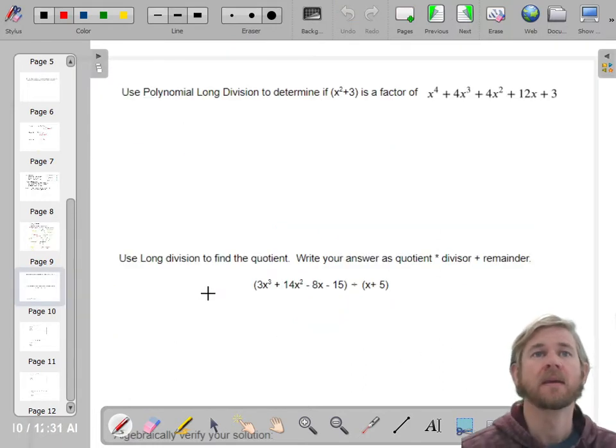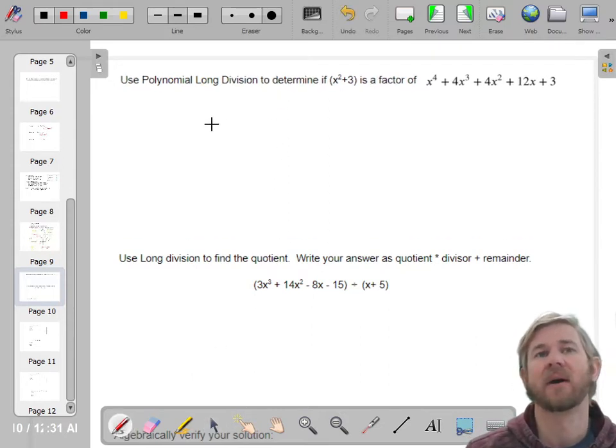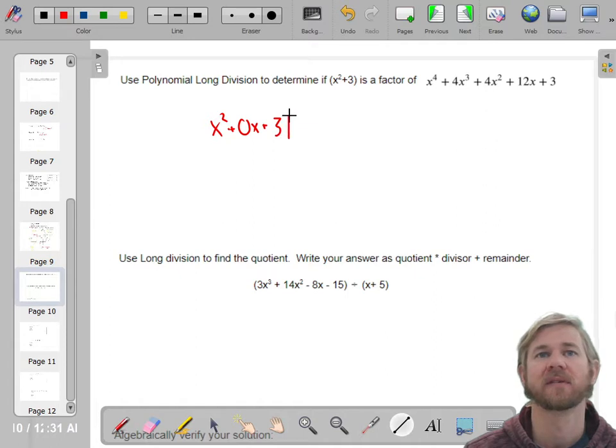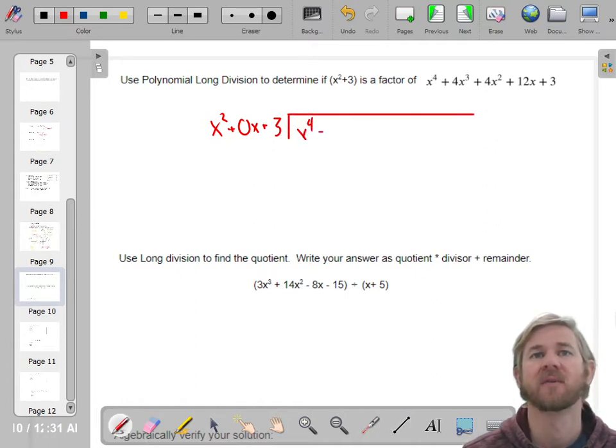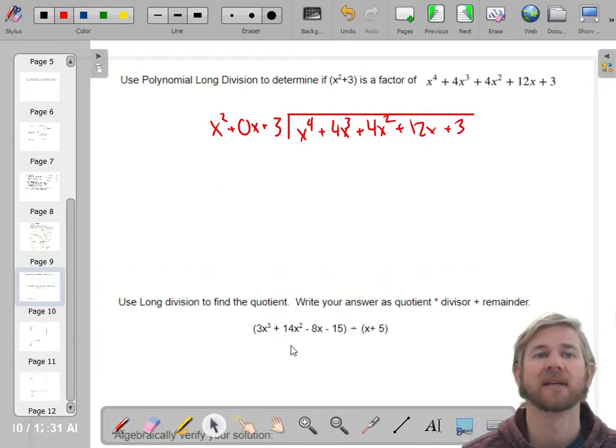Okay? Polynomial long division. All right, so polynomial long division, we're going to say our divisor, x squared. I'm going to put a placeholder in there because it helps stuff line up better. You can see that there's not an x to the first, so I'll put a 0x in there. And this guy has all of its terms. So x to the 4th plus 4x cubed plus 4x squared plus 12x plus 3. This might take a little bit of space.